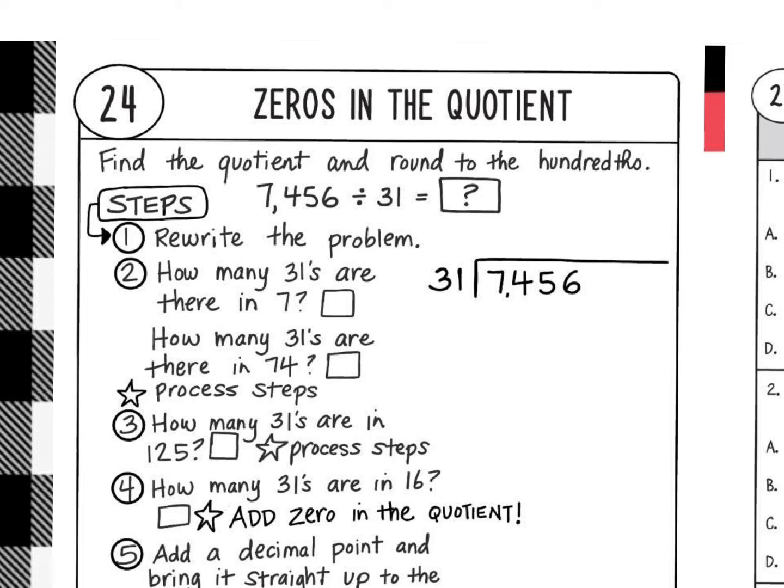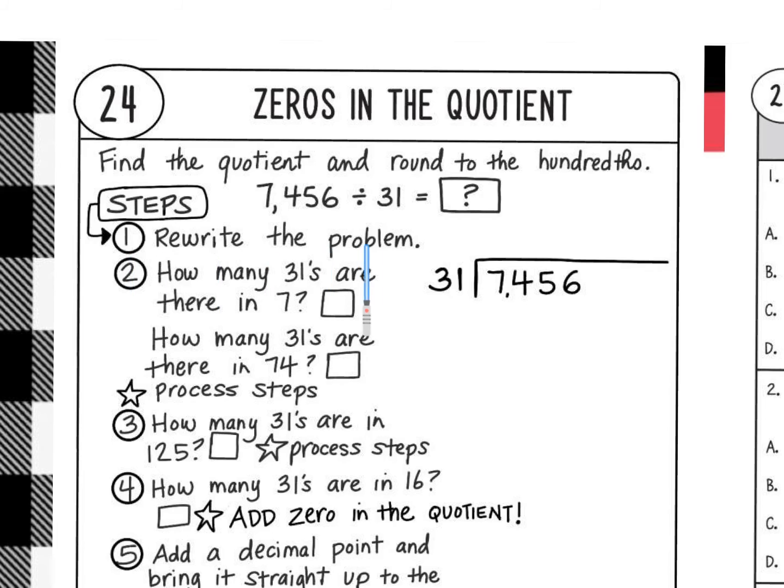Okay, so it says find the quotient and round to the hundredths. The rounding to the hundredths will be later when we have decimal numbers, okay? My problem is 7,456 divided by 31. It's giving me the problem horizontally. Do y'all see that my problem is right here horizontally?